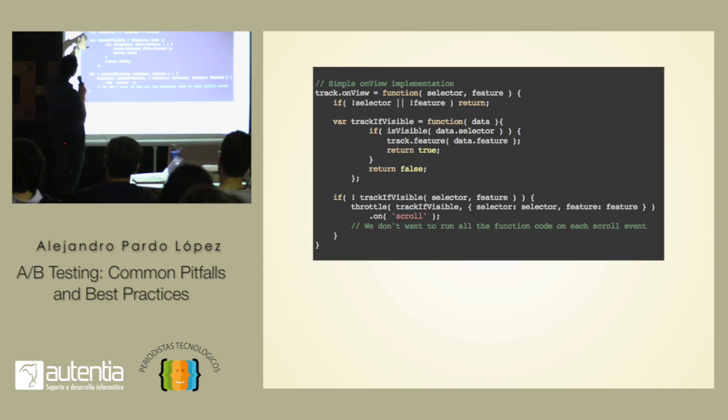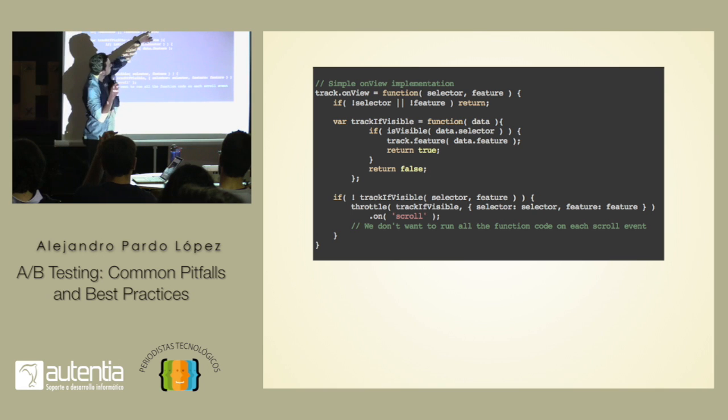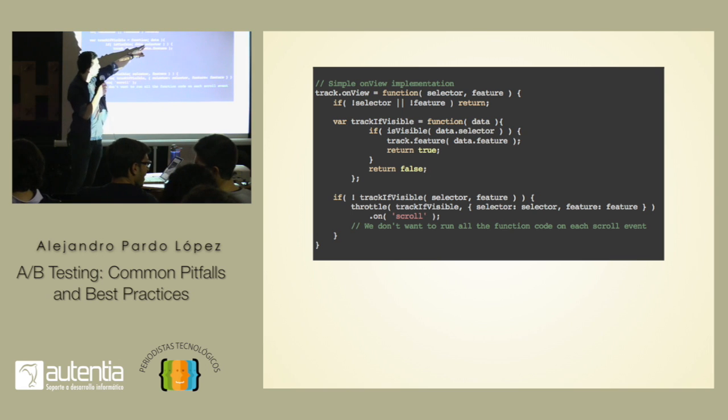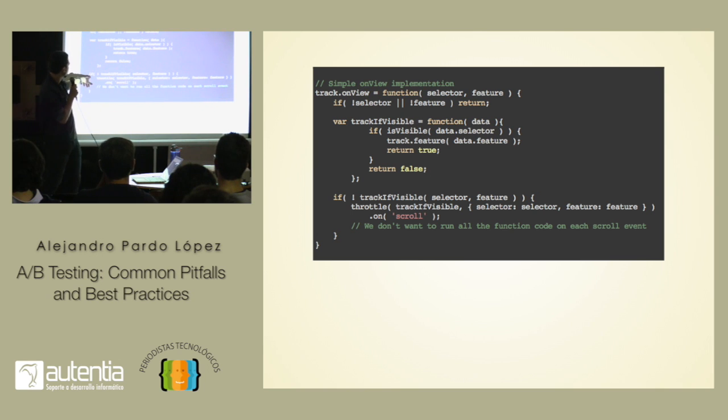So basically, what you do is you get a selector and a feature. If you don't have any, you return because you don't want to track wrong data. And then I have a small helper function. If this selector is visible, then track the feature, return true, else return false. So I call it once to see if the element is going to be visible in the current viewport on page load. And if it's not visible, then I'm going to attach it to the scroll event.